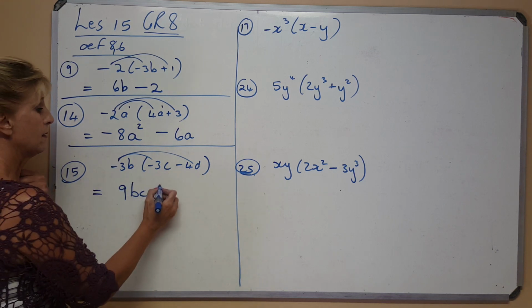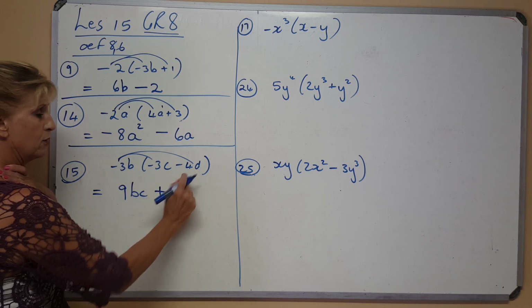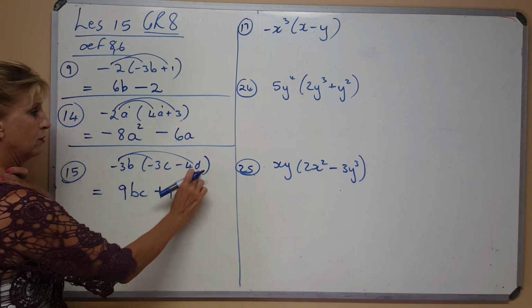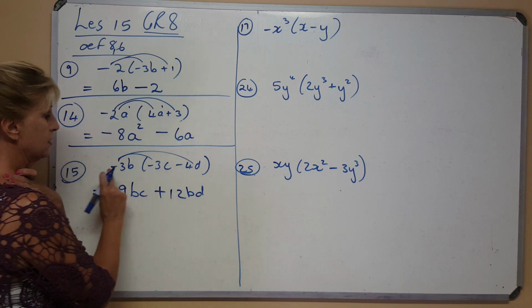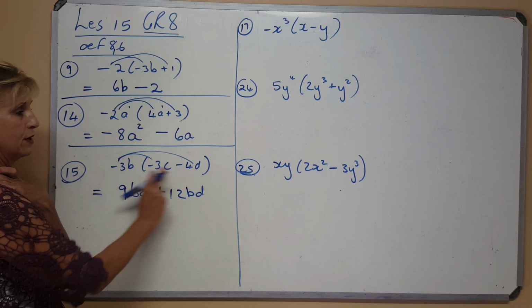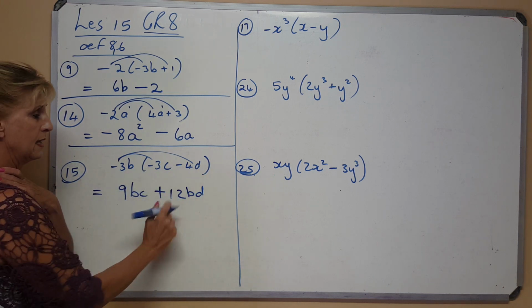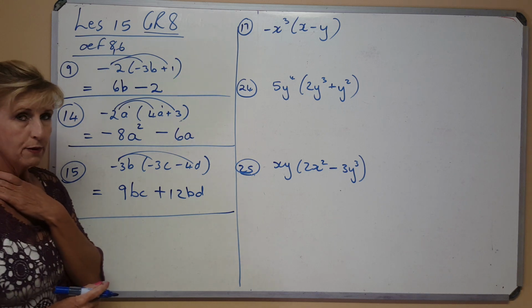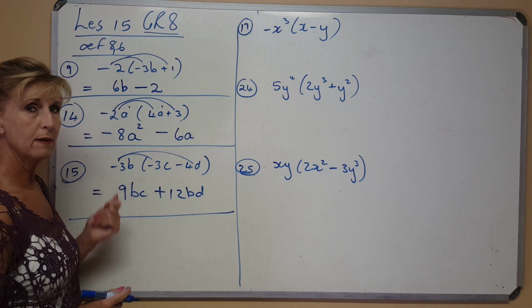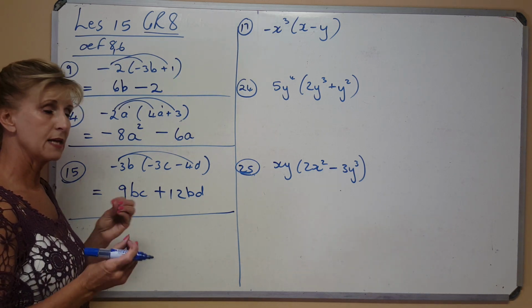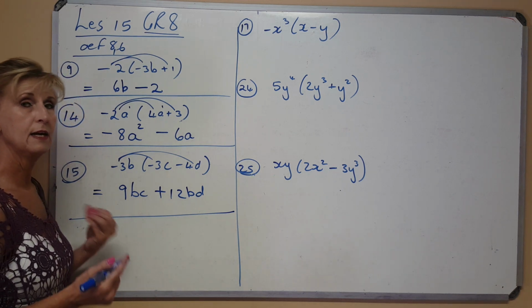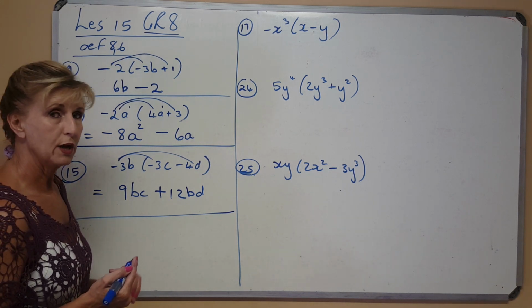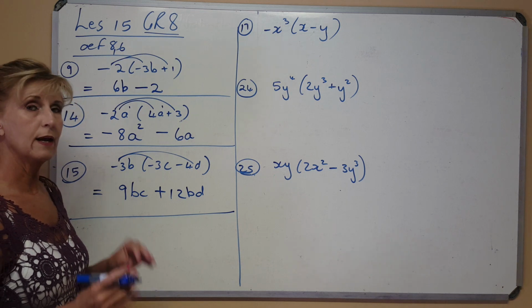Min maal 'n min is 'n plus. Getalle 3 maal 4 is 12 en b maal d is net bd. So the sign is a plus. 3 times 4 is 12 and b times d. There was no adding exponents because they don't have the same base. Al hierdie reëls. As jy maal en die grondtal is dieselfde, tel jy die eksponente bymekaar. As jy optel, moet dit gelyksoortig wees.